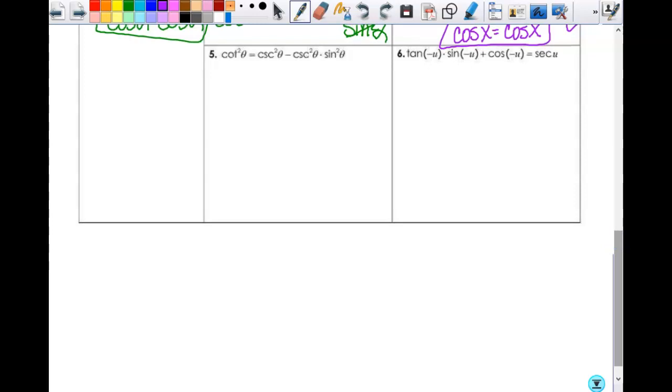Cotangent squared equals cosecant squared minus cosecant squared times sine squared. I would definitely say that the left side or the right side looks more complicated. So cotangent squared theta, what can I do on the right-hand side? 1. These are reciprocals, yes? Yes, so cosecant squared theta minus 1. Cotangent squared theta equals, what's cosecant squared minus 1? Cotangent squared, and you're done.